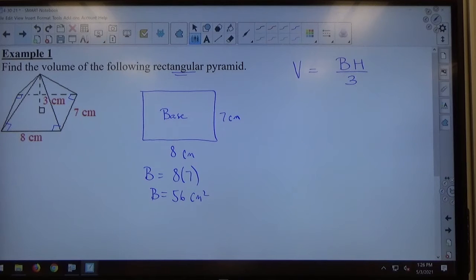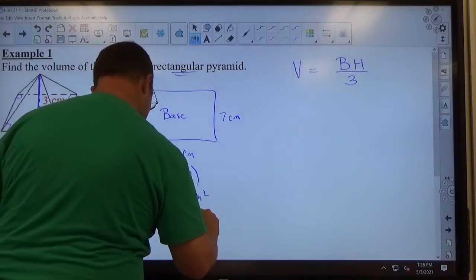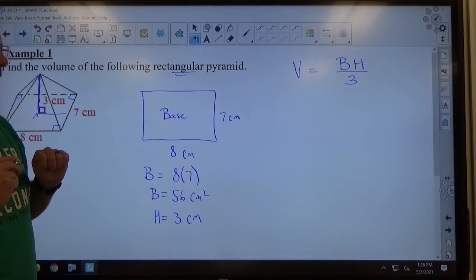Then we look for the perpendicular height, that's the straight up and down height on this picture. This is coming straight down, forming a right angle to the base here. So this right here is a right angle, which means this dimension here is the height from the base perpendicular to the tip. 3 centimeters is the height. And once we know B and H, our volume formula is right there, BH over 3.